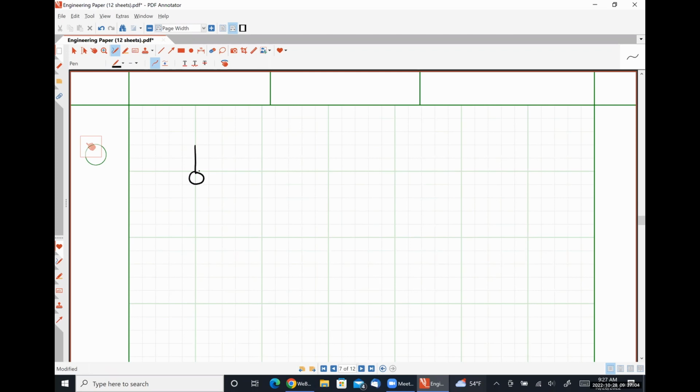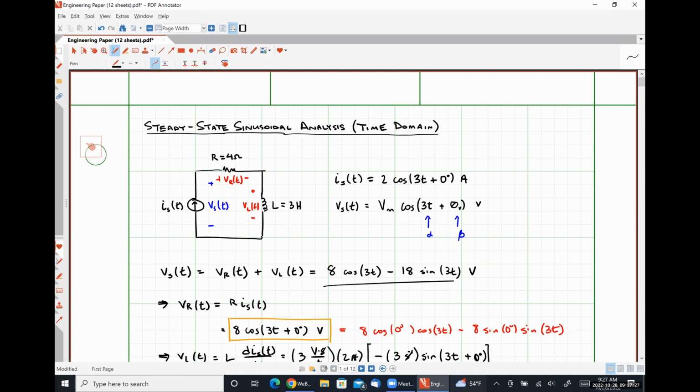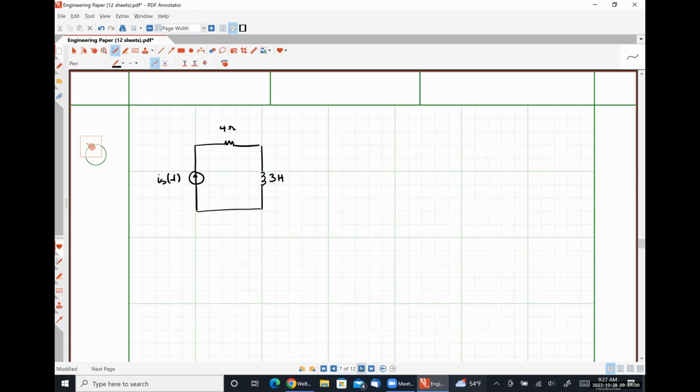So here was our circuit. Here was IS of t. We had, if I am not mistaken, a 4 ohm resistor and a, sorry, getting ahead of myself here, a 3 Henry inductor. Let me go all the way back to the beginning to make sure that's right. Yep. Went one too far. And we know that IS of t was 2 cosine 3t plus 0 degrees amps.